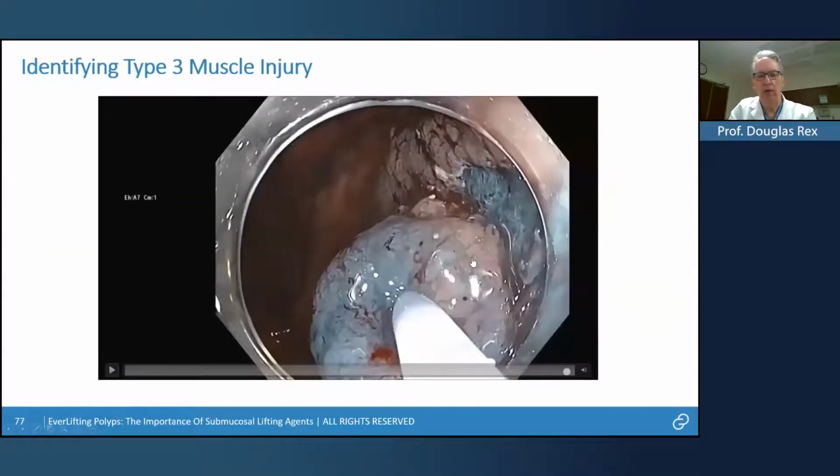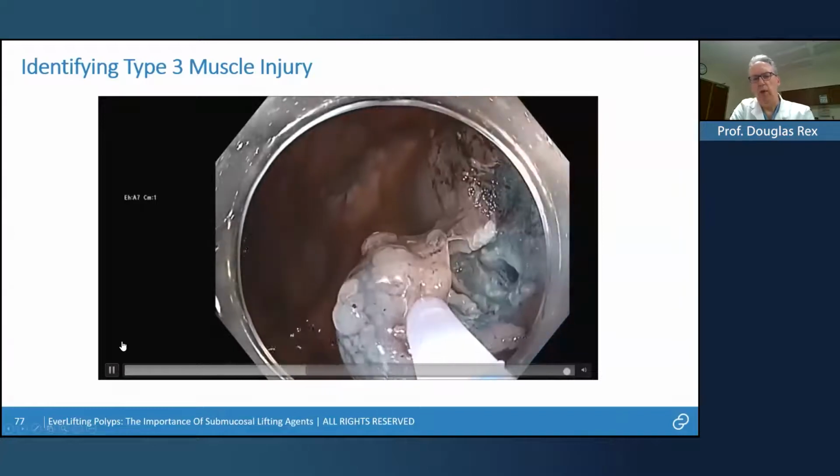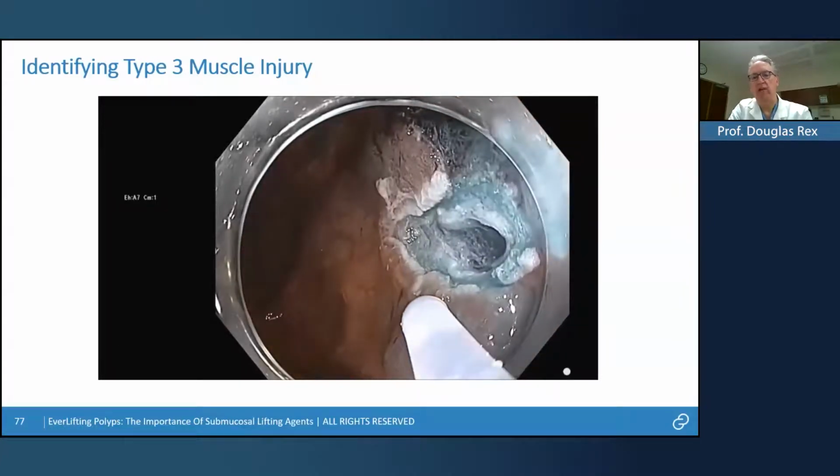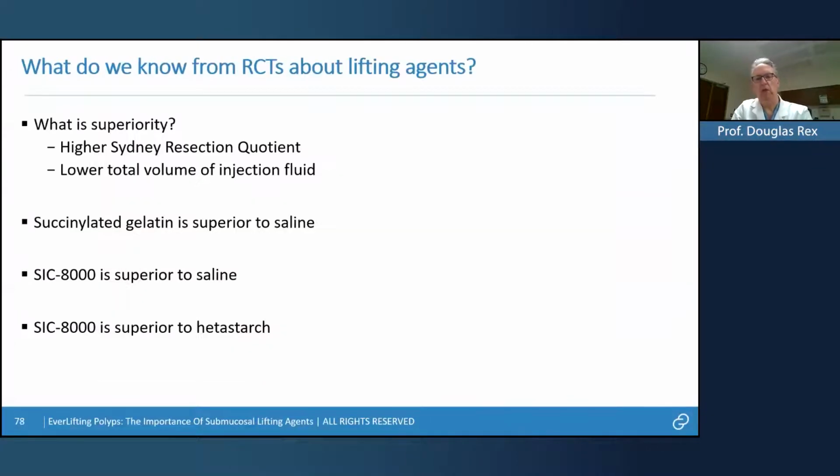So we have to recognize that kind of injury, the type 3 muscle injury, and repair it, or we're going to have a delayed perforation. With our modern methods of inspection, here again is a type 3 muscle injury. We almost never see delayed perforations anymore because we can identify muscle injuries and repair them before the patient goes home.